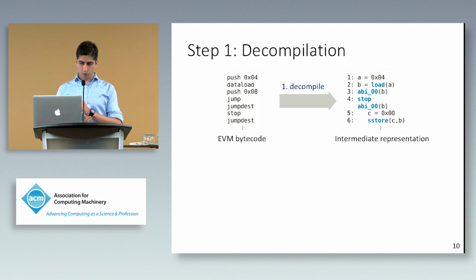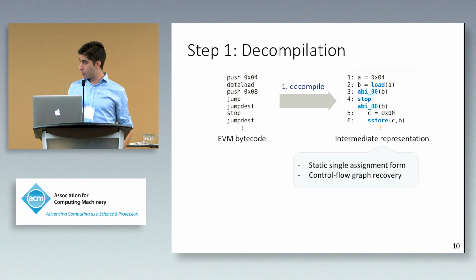So next, I will briefly go over the key insights that we use in these steps. I will not go into too much detail. Of course, you can always check out the paper to find the full details. So the decompilation step is fairly straightforward. Here we use a static single assignment form to make it easier to analyze the representation. And we recover the control flow structure of the smart contract. And we do a lot of standard tricks like partial evaluation and method inlining to make sure that the analysis is as precise as possible.